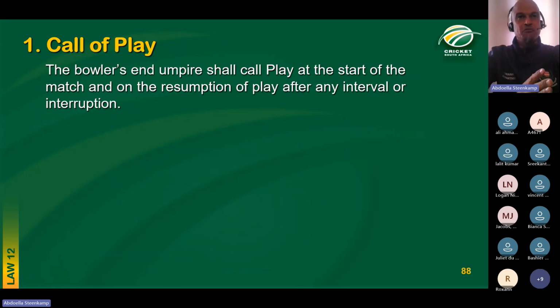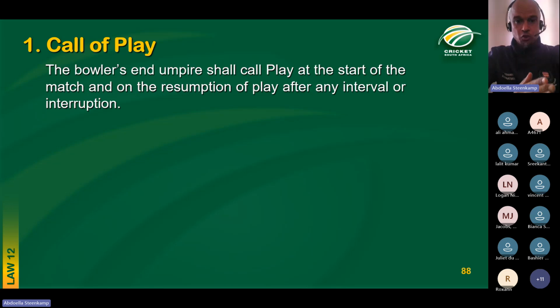So what happens at 9:55? The umpires will take the field. Then the fielding side will take the field. Then the two batters will take the field. The fielding side will then set the field. Batters will ask for guard. Once the batters and fielding side are ready, umpires will confirm with the scorers if they are ready. As soon as everyone is ready, the umpire at the bowler's end will then call play.